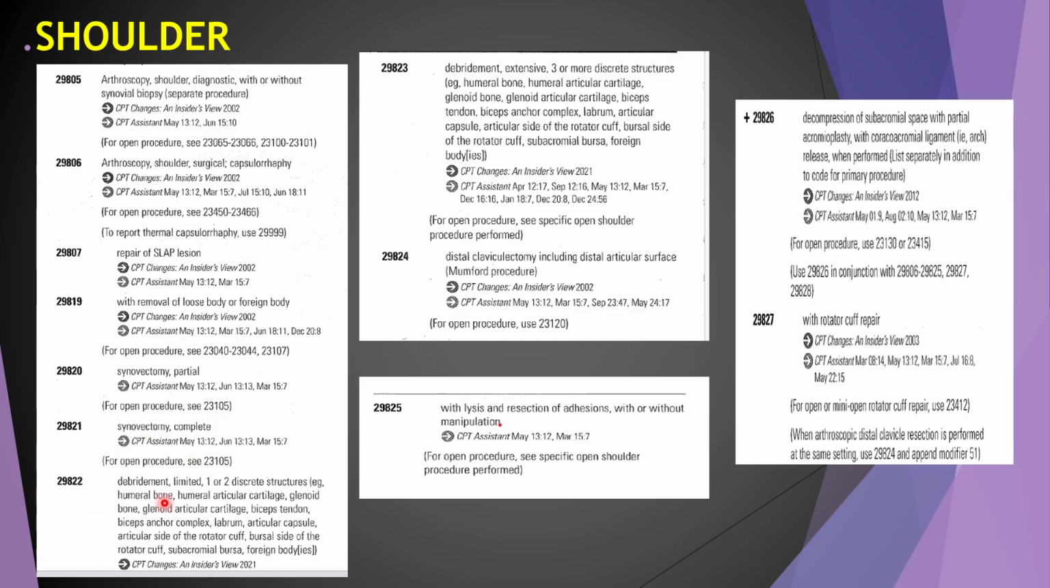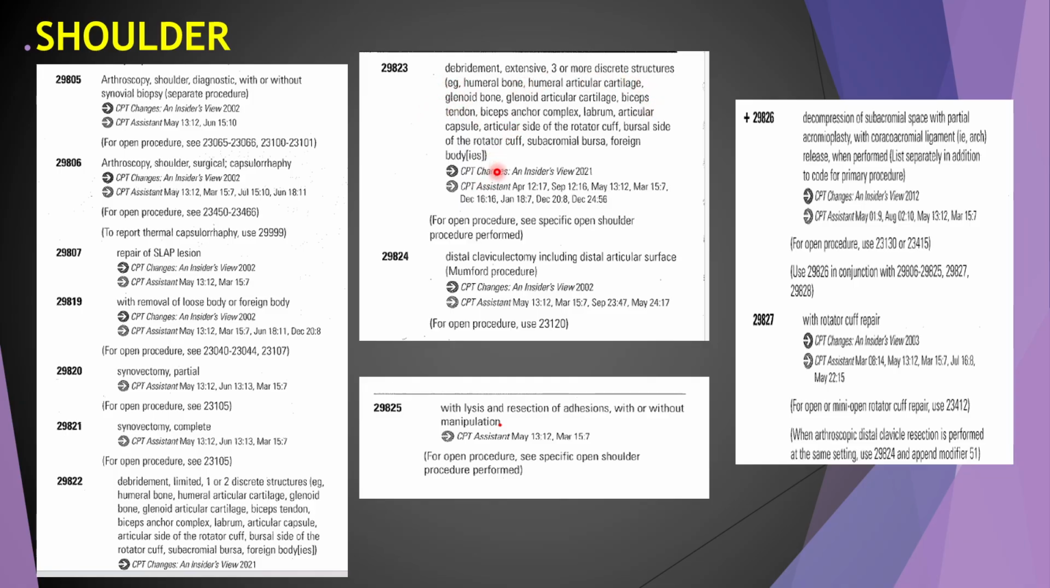Okay, 29822, that is a synovectomy, limited or one or two discrete structures. So limited means there will be one or two discrete structures. What are these discrete structures? These are the humeral bone, humeral articular cartilage, glenoid bone, glenoid articular cartilage, biceps tendon, biceps anchor, complex labrum, and whatever else is written here. Okay, if any one or two discrete structures are involved, then it will be a limited debridement 29822, and 29823 if there are three or more discrete structures.